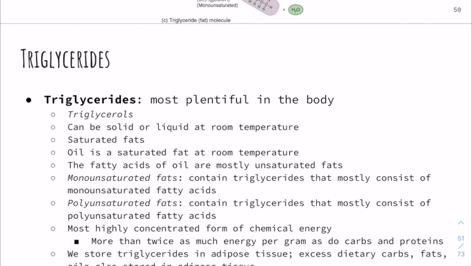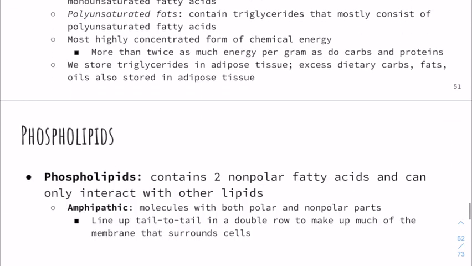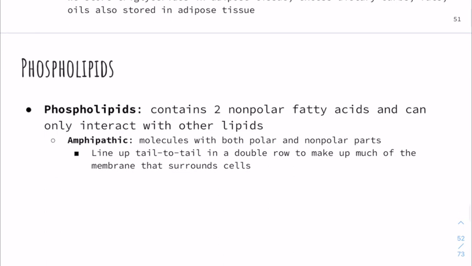Phospholipids contain two nonpolar fatty acids, and they can only interact with other lipids. So we have amphipathic molecules, which have both polar and nonpolar parts. They line up tail to tail in a double row to make up much of the membrane that surrounds cells. So here's our example. We have a polar head and the nonpolar tails.